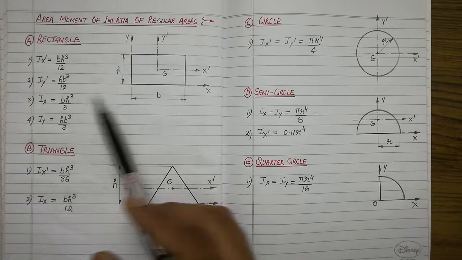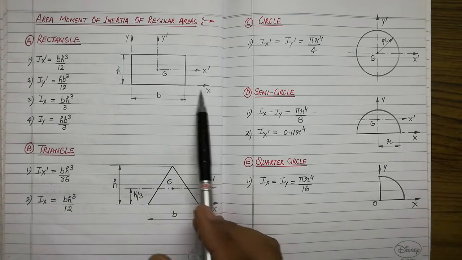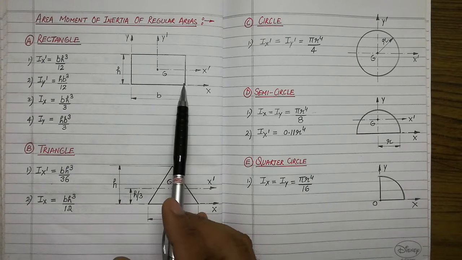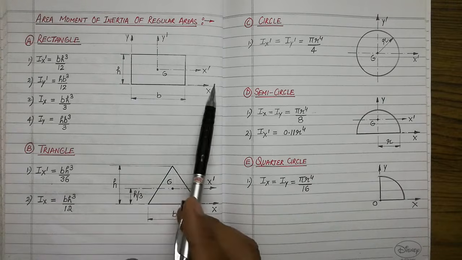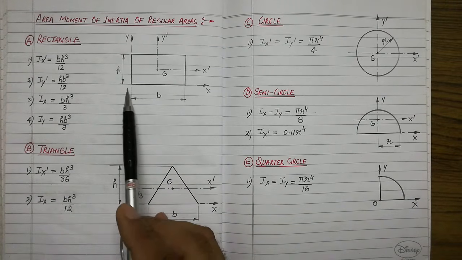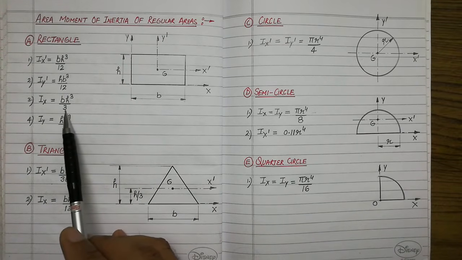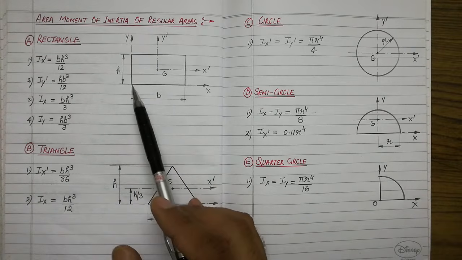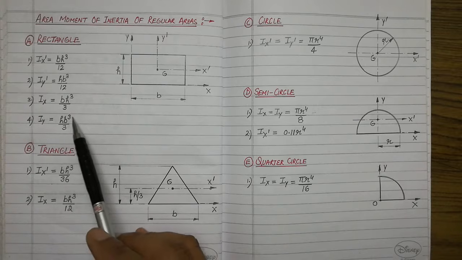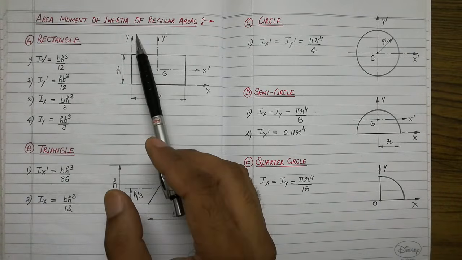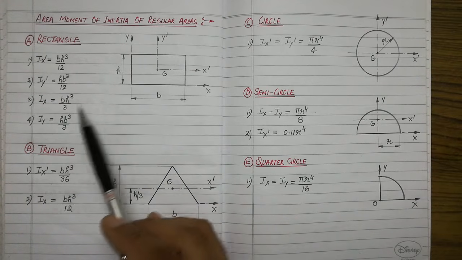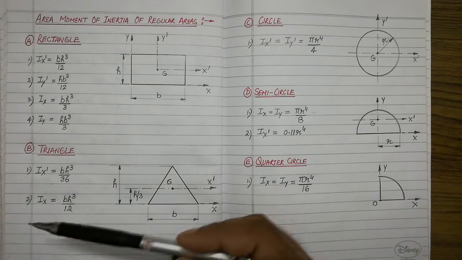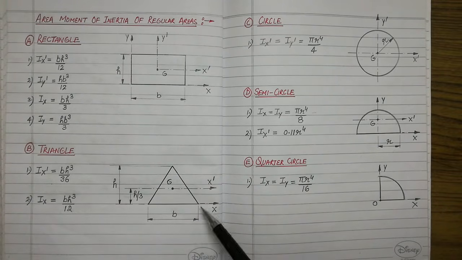Next, the moment of inertia of the rectangular area about its base along the x direction is given as b h cube by 3. The same fundamental applies: b is the side parallel to the axis, and we take the cube of the other side, but in the denominator we use 3. Then the moment of inertia along the y axis is given by h b cube by 3. Again, h is the side parallel to this axis, and the other side is b, so we take the cube of that side.